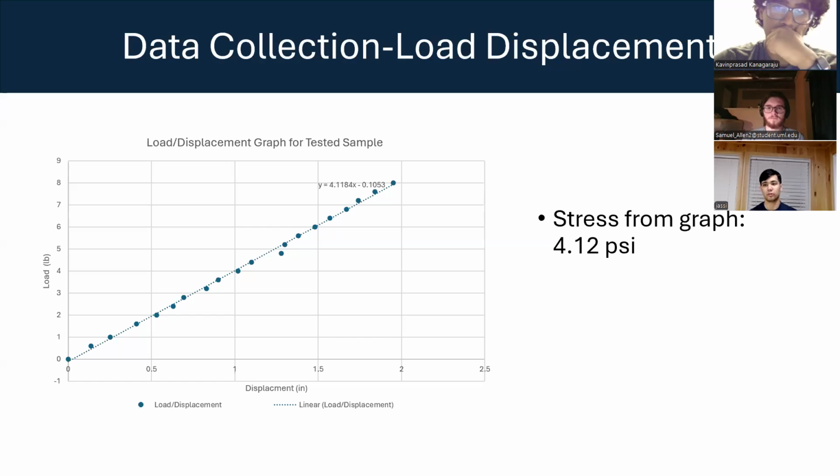So the first graph we produced for this was a load displacement graph. When we ran our sample through the bending test on the actual fixture, we ran it up to about 8 pounds of force, and we plotted the displacement coming from that as well, the linear displacement from the strain gauge. And from that, we were able to discern a stress from the graph, which is about 4.12 psi. And that would be combined with the stress found from the initial part of the lab where we had to calibrate our strain gauge and figure out how that worked to find a Young's modulus.